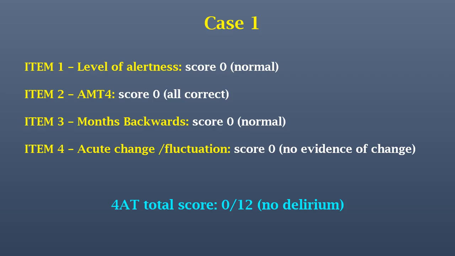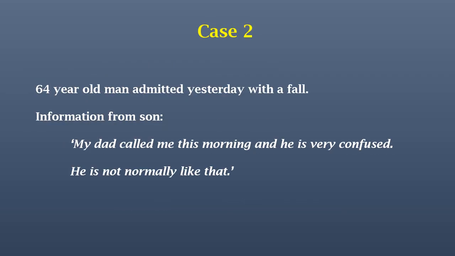So this is a normal 4AT with normal alertness, normal cognition, and no evidence of acute change, giving a score of 0 out of 12. The second case concerns a man admitted the day before with a fall, and there's information from the son stating that his dad was more confused than normal.